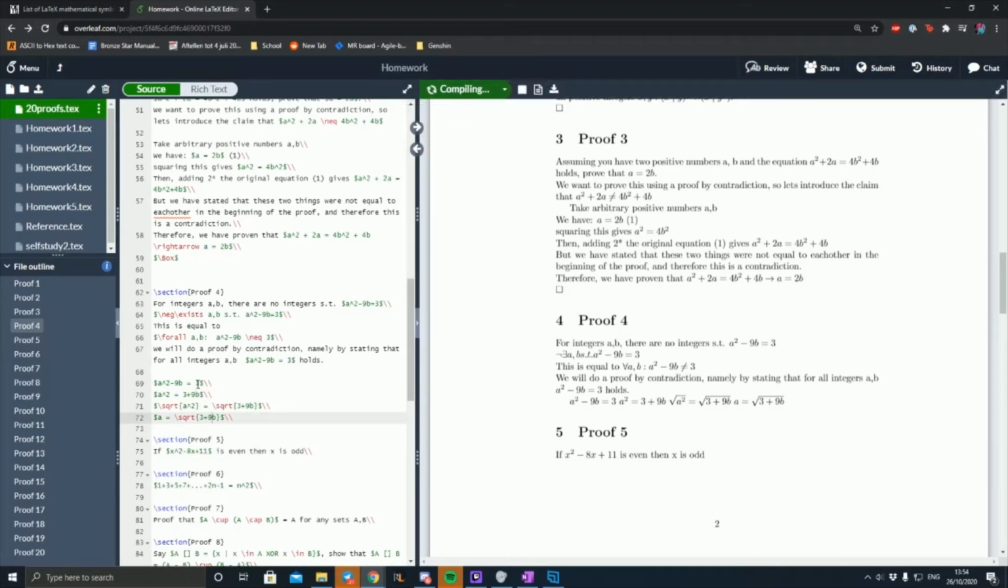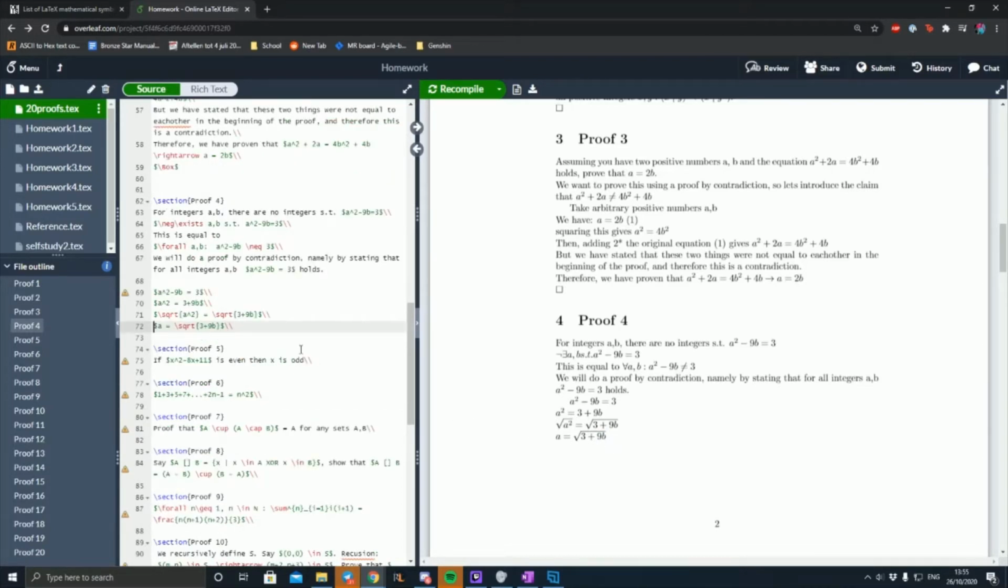So now we have to prove that for any integer b, the square root of 3 plus 9b is not an integer. How do we prove that though? I have an idea. How I did it was, because you have the 3 plus 9b, factor 3 out, so it will be 3 times 1 plus 3b. So basically you have square root 3 times square root 1 plus 3b. And since square root 1 plus 3b will never contain a square root 3, a will never be an integer.